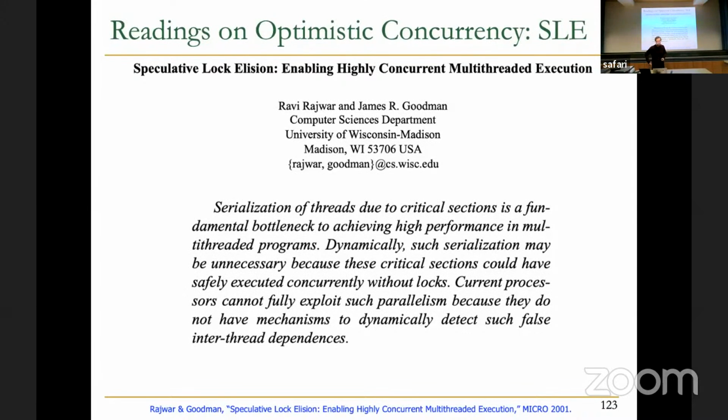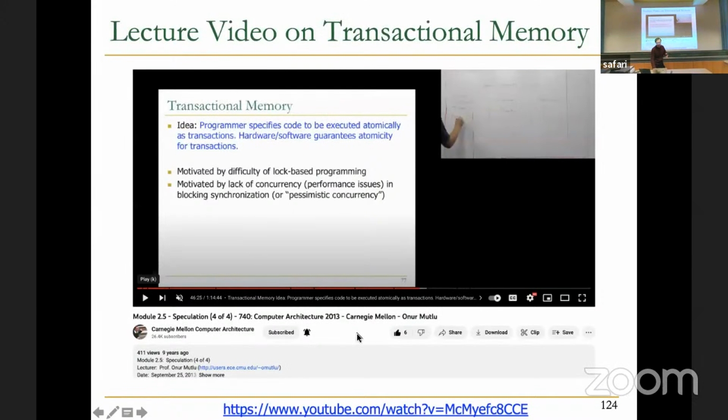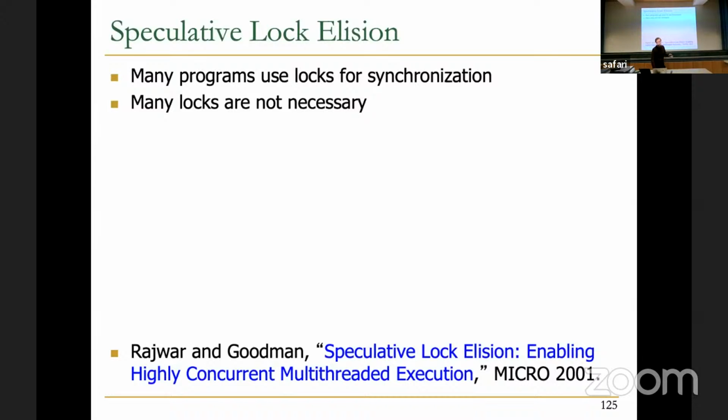This is actually a speculative form. The idea is to elide the locks. These folks realize, like many other folks, that dynamic serialization of locks may be unnecessary because critical sections could have safely executed concurrently without locks. This doesn't happen in current processors because you cannot dynamically detect these dependencies. So basically, many locks are unnecessary, dynamically at least. Statically, they may be necessary, but dynamically, they may not be.